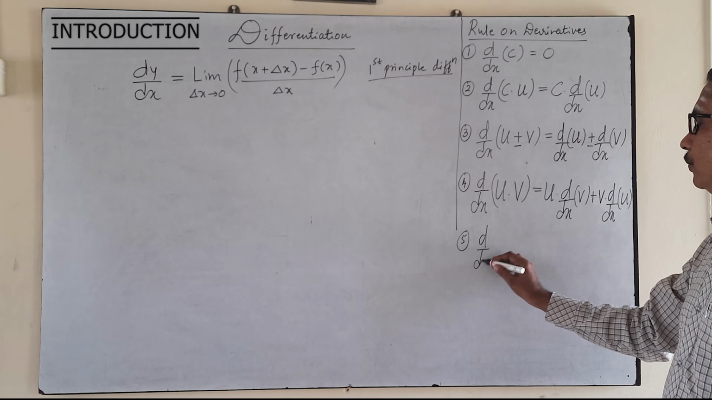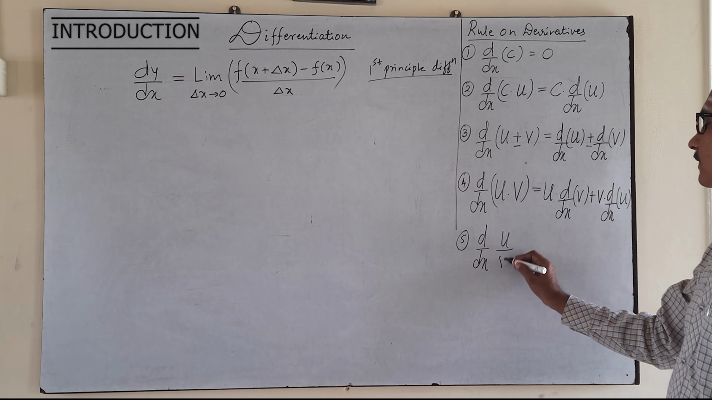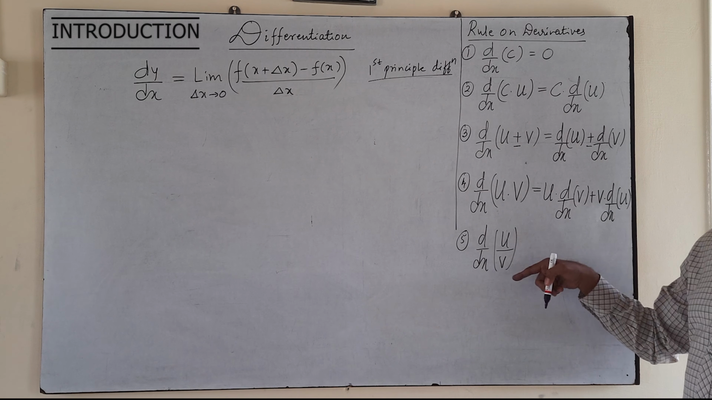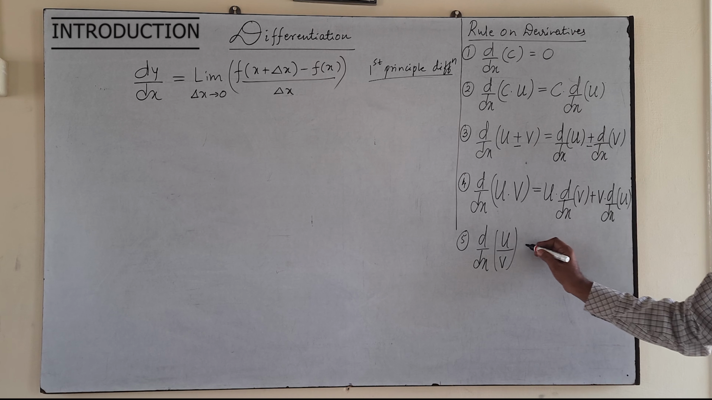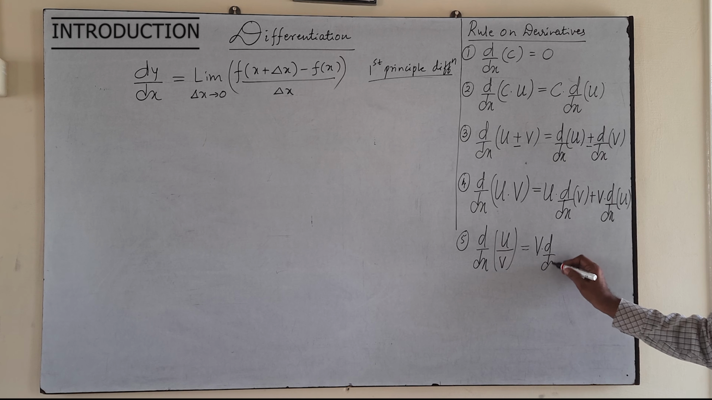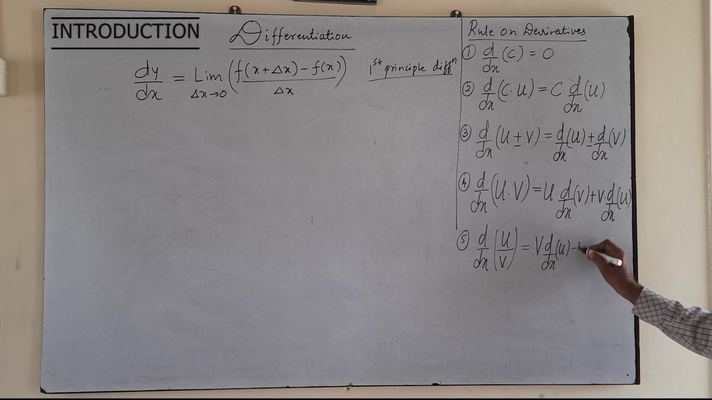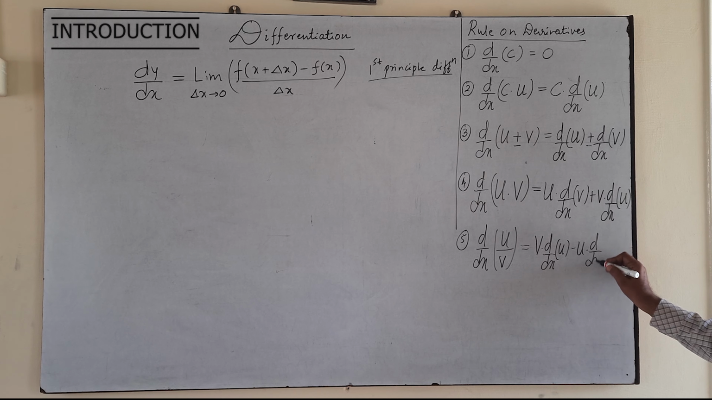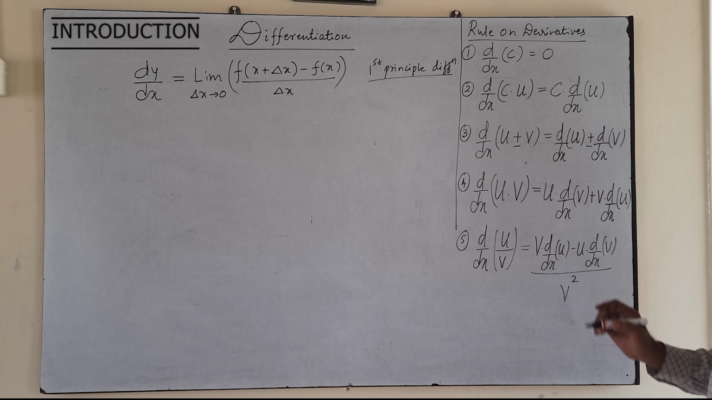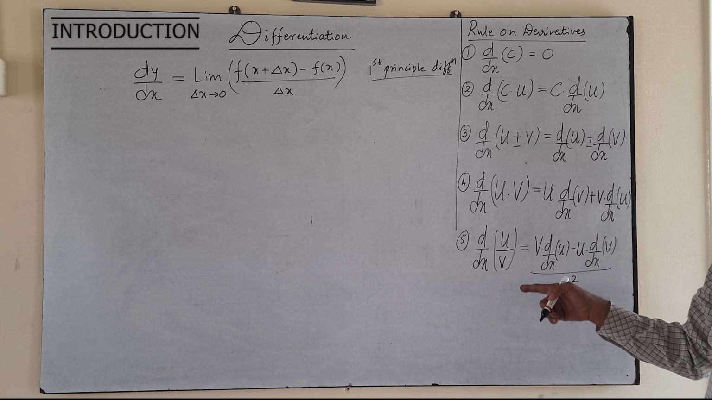And one more rule, the division of two functions, u by v. When the division of two variables is given, what is its derivative? What is the formula? v into derivative of u minus u into derivative of v, divided by v square. These are the rules on derivatives.